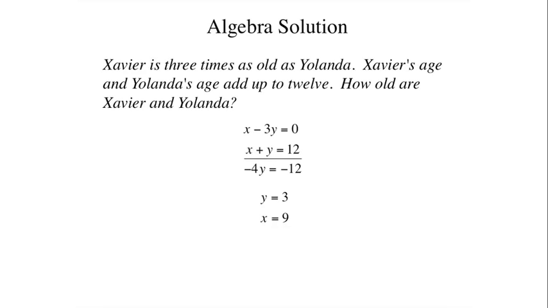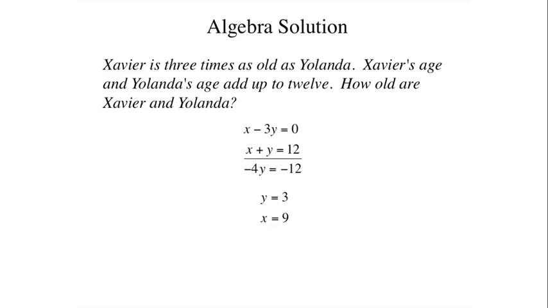Typically, the first step in solving such a problem is to express the information in the form of equations. If we let x represent the age of Xavier and y represent the age of Yolanda, we can capture the essential information of the problem as shown here. x equals 3y or x minus 3y equals 0, and x plus y equals 12.